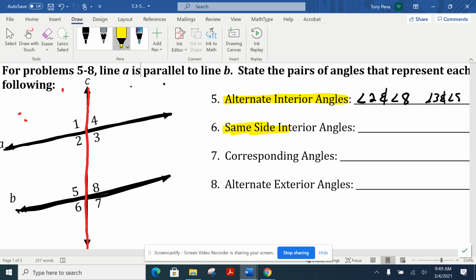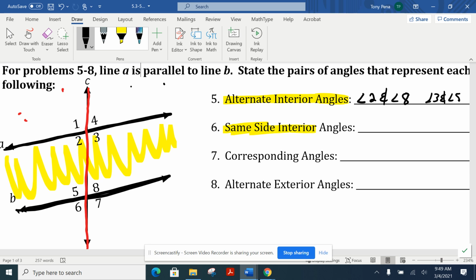All right, if we go same side, so now they need to be on the same side of the transversal, but also be inside. So again, here's our inside. If I shade all of these in. So now, Jenna, what is one set of same side interior angles? Good. So she said angle 3 and angle 8. All right, so here and here, they're on the same side of the transversal. They're both inside, which means the other one is what, Jenna? Good. Angle 2 and angle 5.